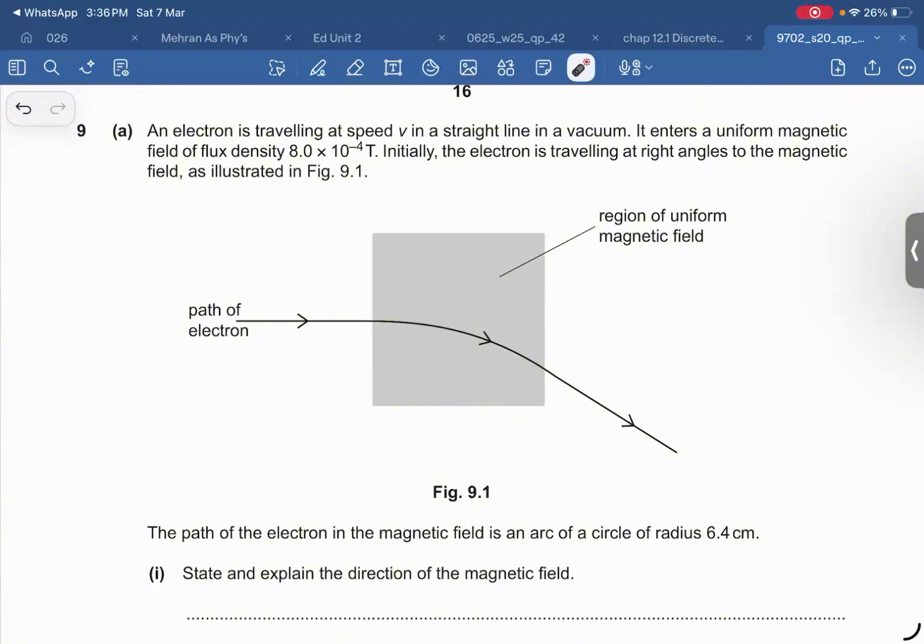Yes, Irfan, can you please read the question? Okay. An electron is traveling at a speed v in a straight line in a vacuum. It enters a uniform magnetic field of flux density 8 × 10^-4 T. Initially, the electron is traveling at right angles to the magnetic field, as illustrated in 9.1.